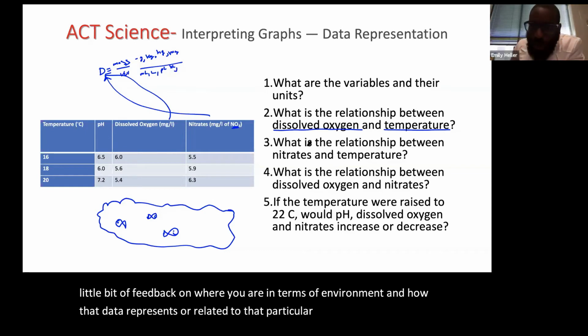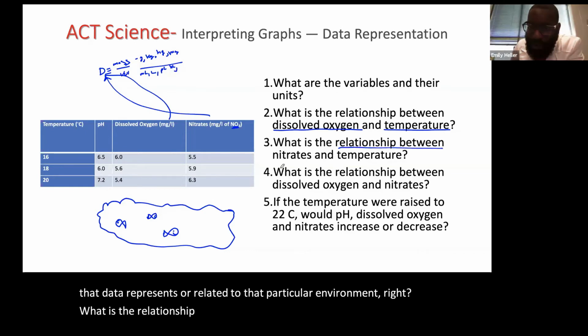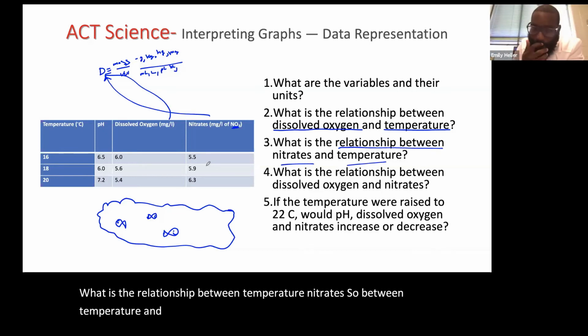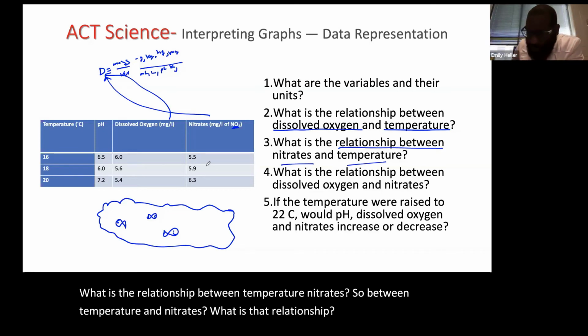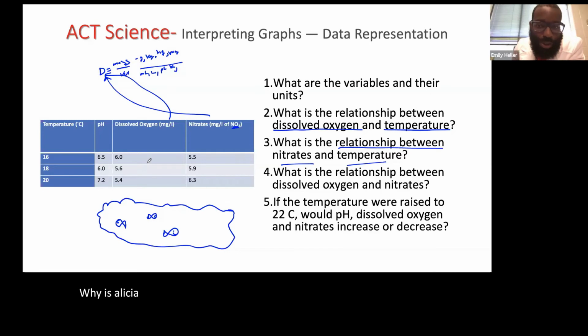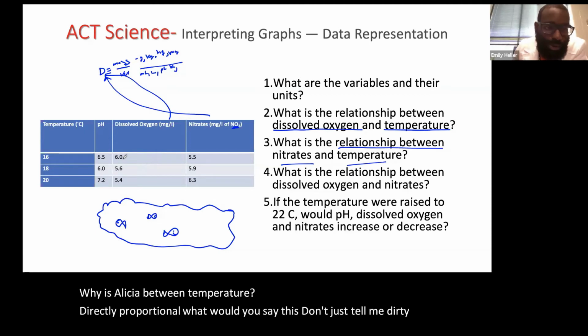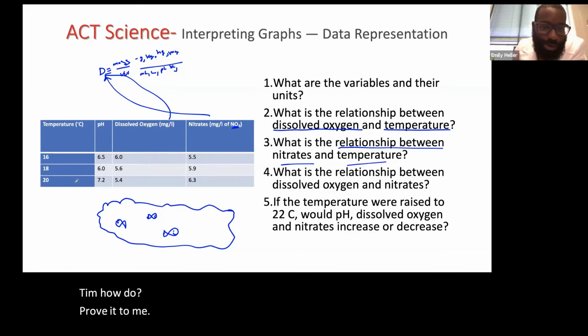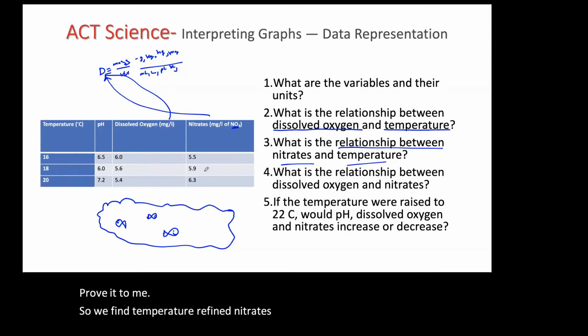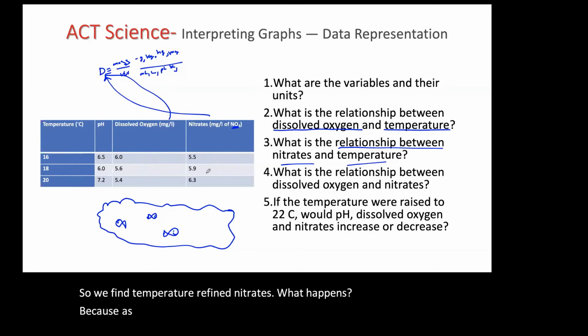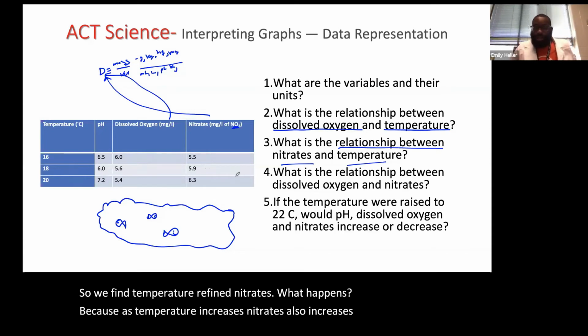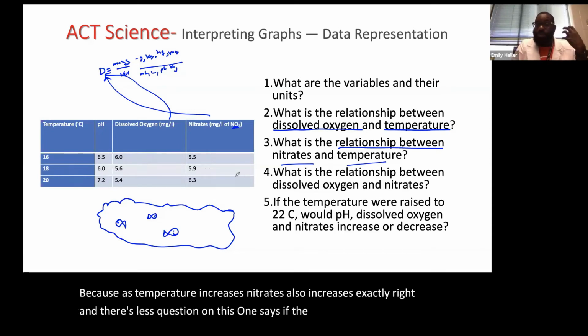What is the relationship between temperature and nitrates? So between temperature and nitrates, what is that relationship? Directly proportional. Right. Why would you say that? So don't just tell me that. Tell me, how do you know? Prove it to me. So we find temperature, we find nitrates. What happens? Because as temperature increases, nitrates also increase. Exactly.